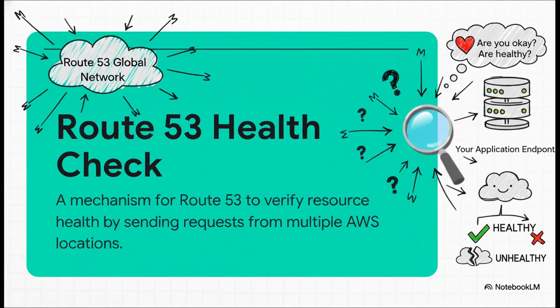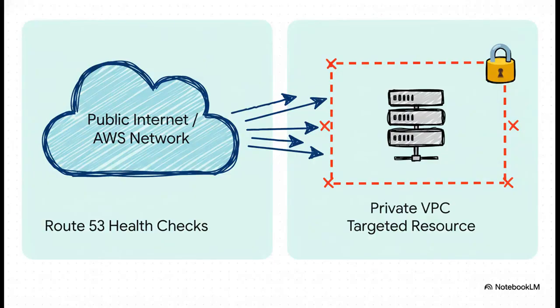You healthy? It does this by sending little requests from a whole bunch of its servers scattered all across the globe. And based on the answer it gets back, or the lack of an answer, it makes a decision. Now hang on, because this right here, this is a super important detail that trips up so many people. These checks are external. They are coming from the public internet, from AWS data centers around the world. Route 53 does not have a magic key to get inside your private VPC and poke around. And that little fact has huge consequences for how you design your network and your security.